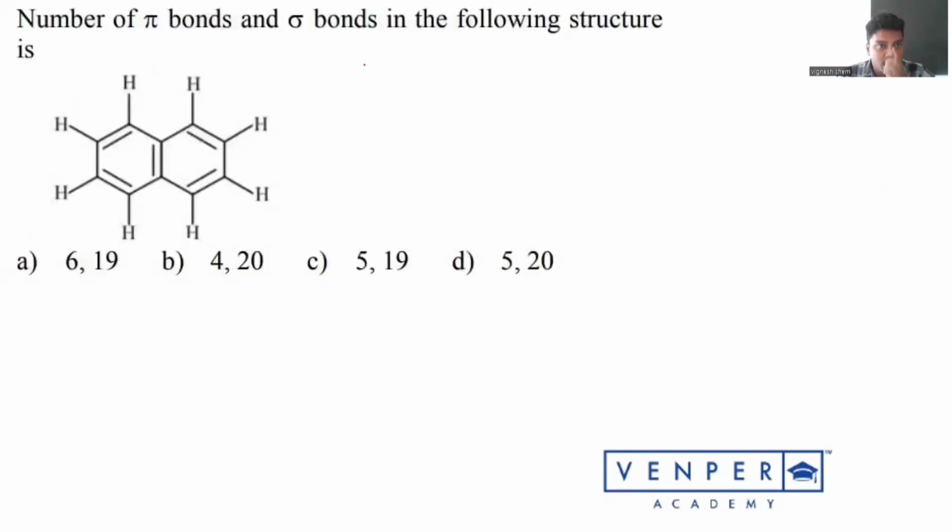They're asking the number of pi bonds and sigma bonds in the following structure. This is a cyclic and open structure. This is open, this is cyclic. Okay, now going to the trick. Please know the trick. What is the trick?